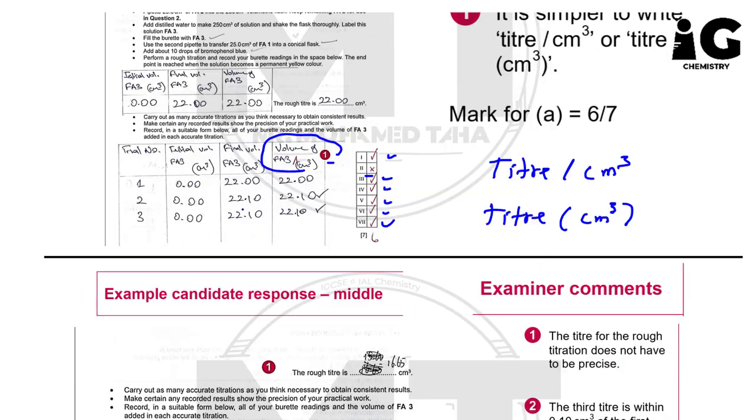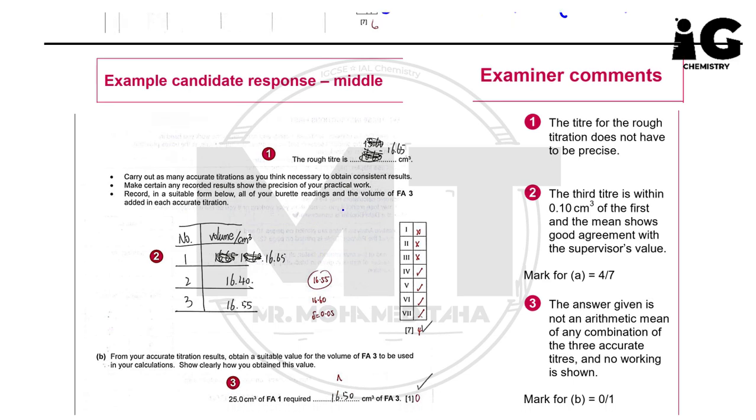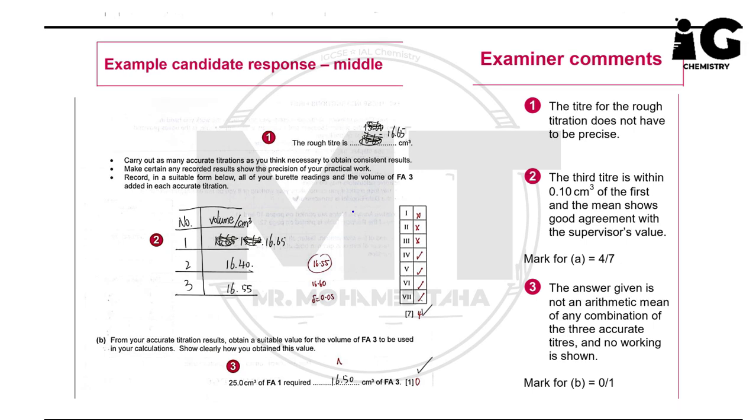And the final part here is another candidate. Actually, if you check here, this candidate lost so many marks because of so many mistakes. Here actually guys, the first mistake in the rough titer, he tried to make it very precise, and actually it's not needed here. For the rough titer, once you do the separate table, you can do the final reading and then the initial reading and subtract to get this.